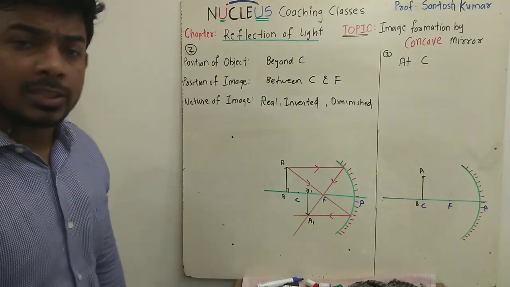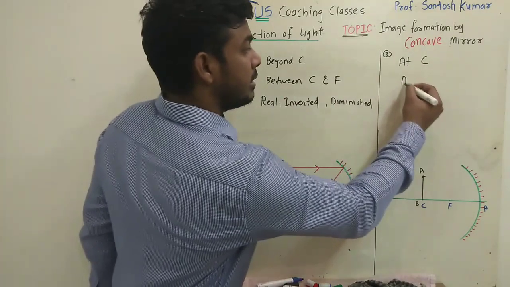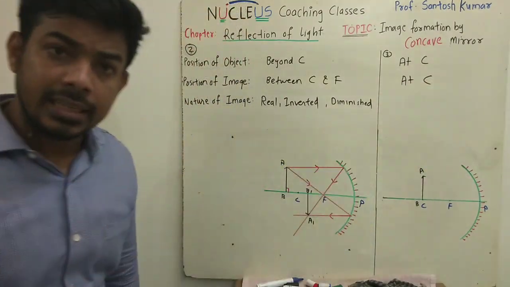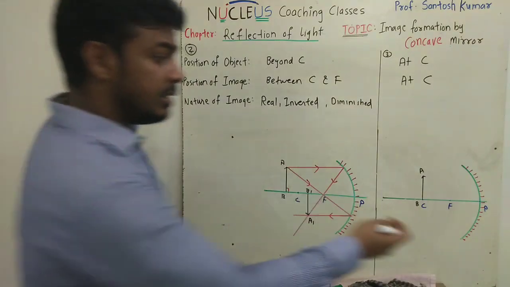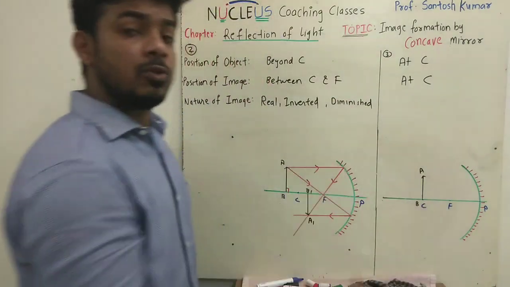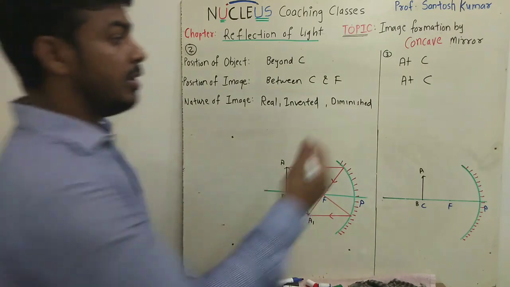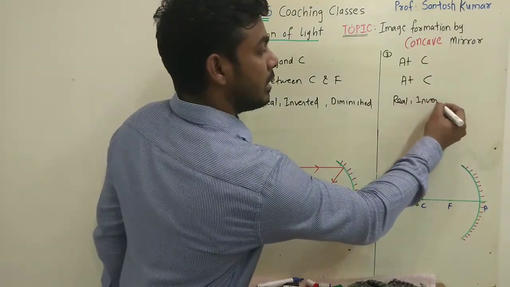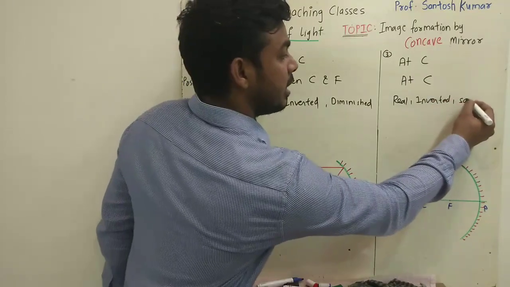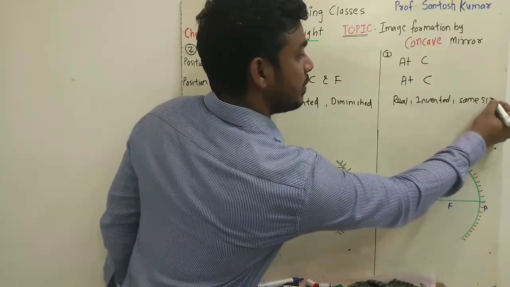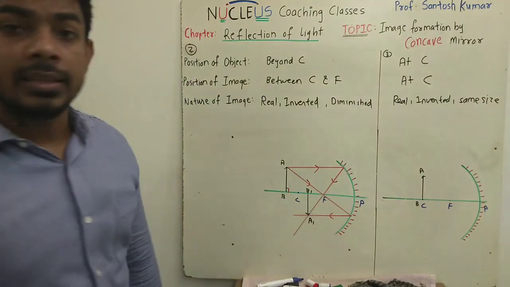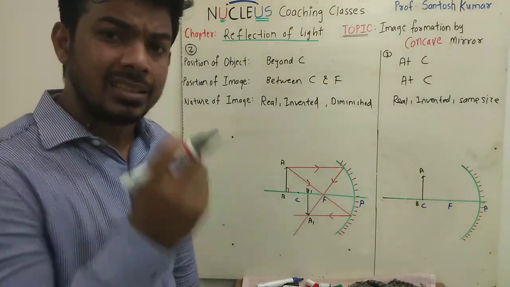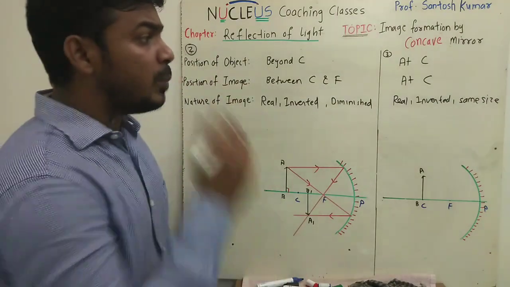Because if the object is located at C, the image has to be located at C. Here, since the image is obtained at C only, it is formed in front of the mirror, so definitely the image will be real, inverted, and in this case the image will be of the same size. Again, as I said, even due to a fractional error, the image will not be obtained at C.